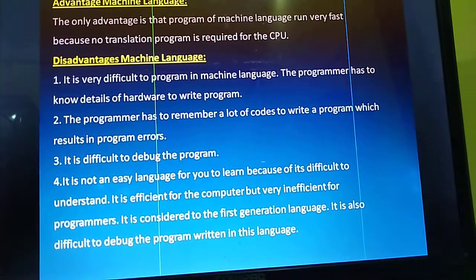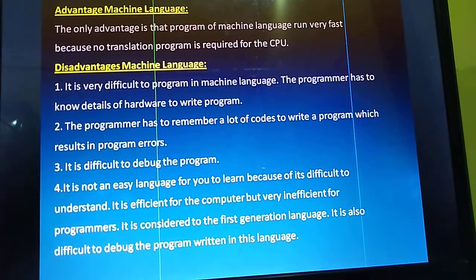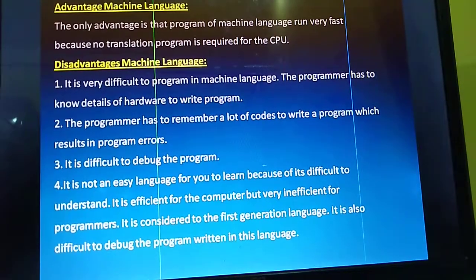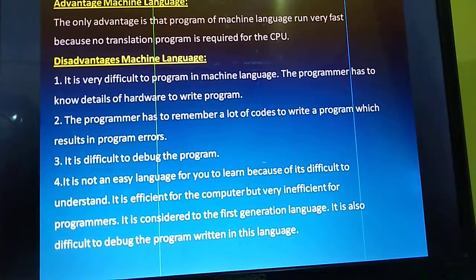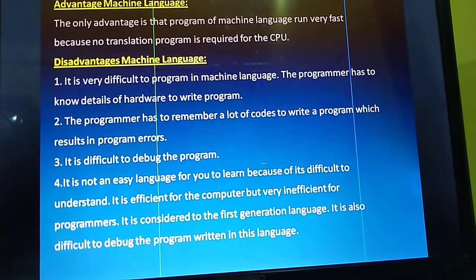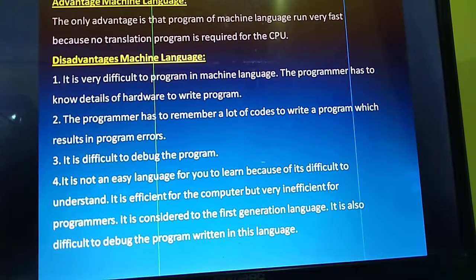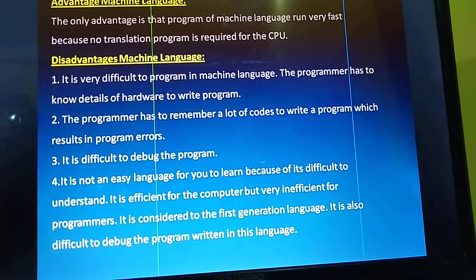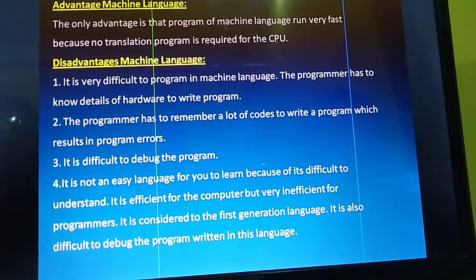No doubt it is very much efficient for the computer, but the programmer is inefficient, particularly in this programming. It does not mean that programming is not done in machine language. Yes, of course, programming is done, but the most important thing is that a lot of concepts are required simply to write the program in machine language.